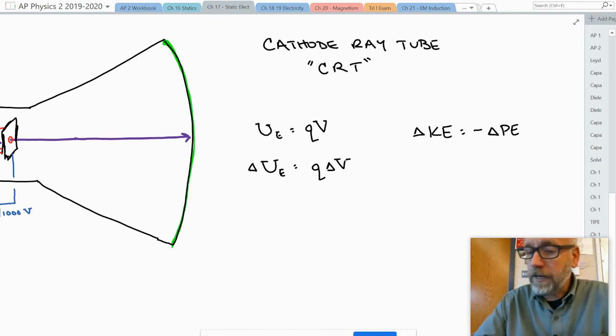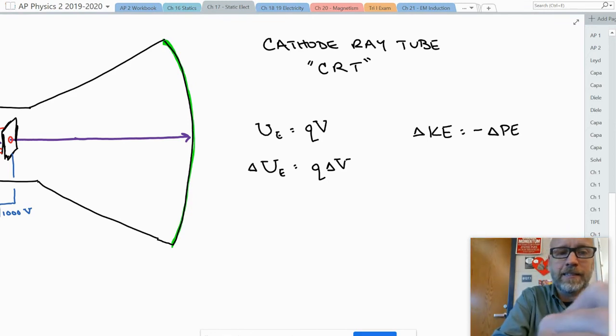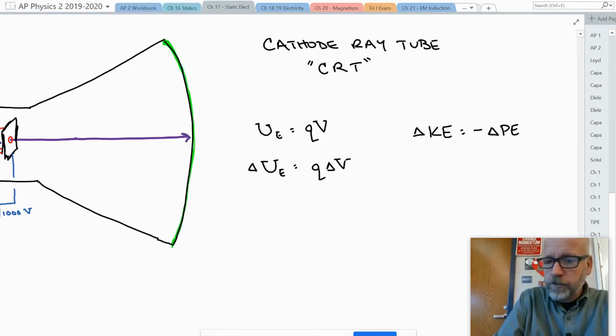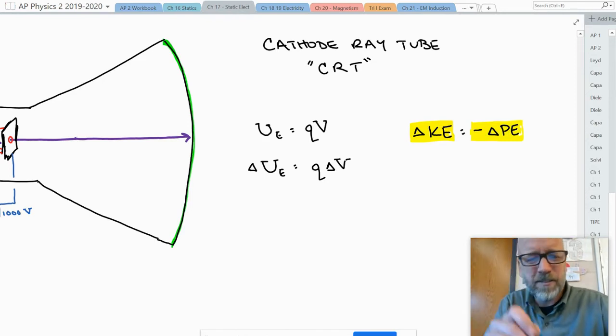So our change in kinetic energy is positive. The negative signs over on this side would have to cancel out. I don't know if that's clear or not yet. Let's see how this plays out.